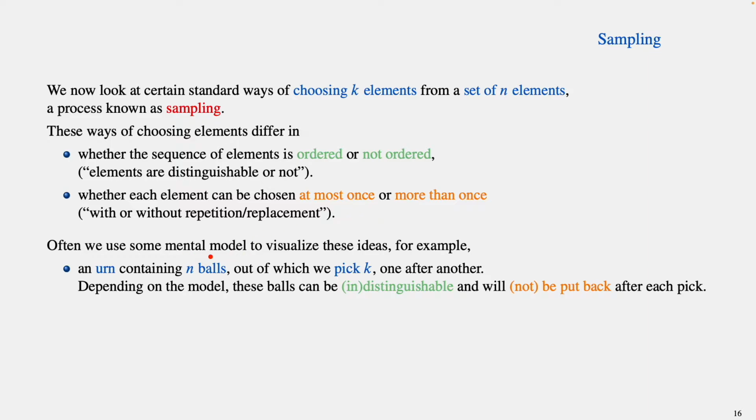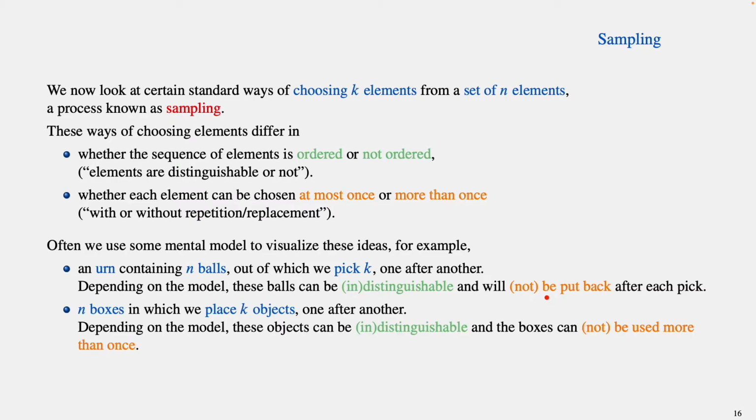And often we use some mental model to visualize these sampling ideas. For example, we can think of an urn containing n balls, out of which we can pick k, one after another. And depending on the sampling model that we use, we could think of these balls as being distinguishable or indistinguishable. For example, if all balls look the same, they're indistinguishable, but if the balls have numbers on them or are all in different colors or something like that, they would be distinguishable. And it will also differ in whether we can put a ball back after each pick or we cannot do that.